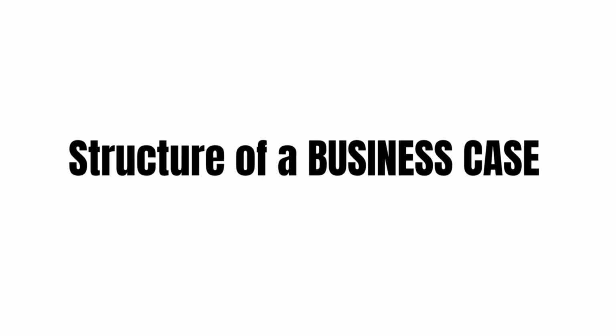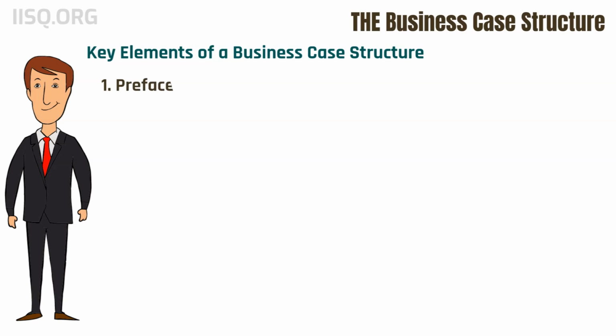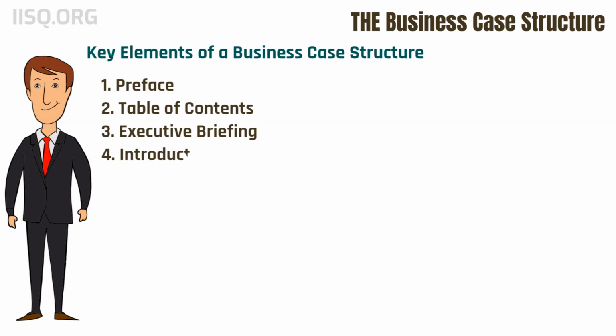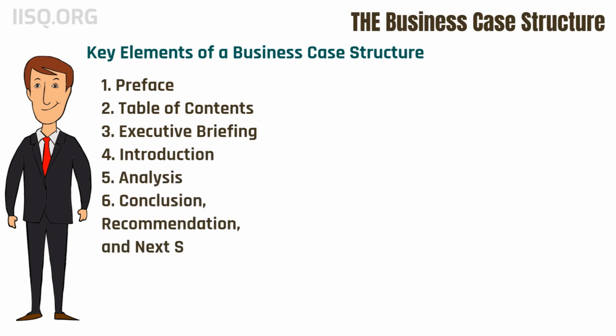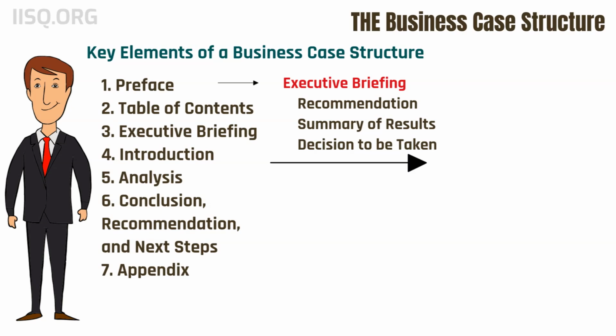Now we shall discuss a few elements of a typical business case. It consists of a few standard subheadings. These are: preface, table of contents, executive briefing, introduction, analysis, conclusion, recommendation, and next steps, and appendix. Out of all these subheadings, executive briefing, introduction, and analysis have further subheadings for more clarity. Executive briefing will also include recommendation, summary of results, decision to be taken.